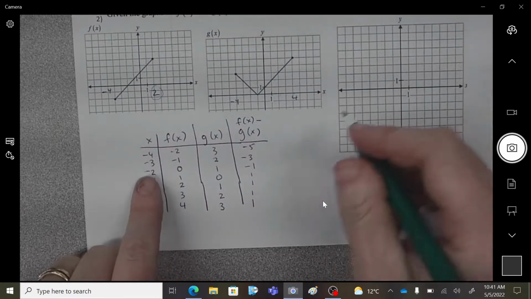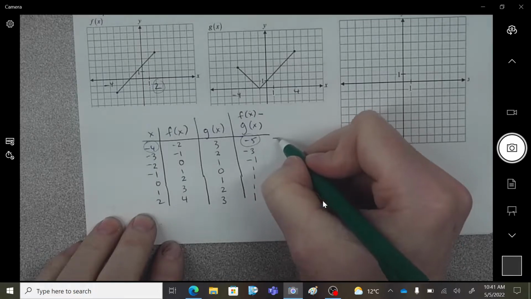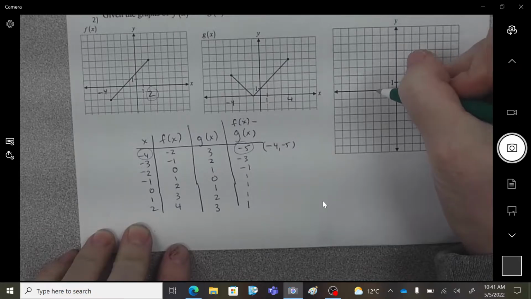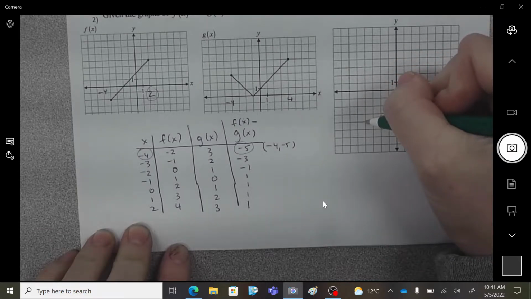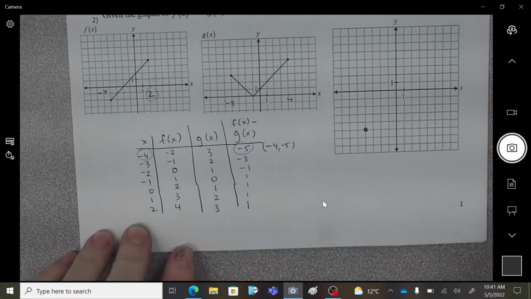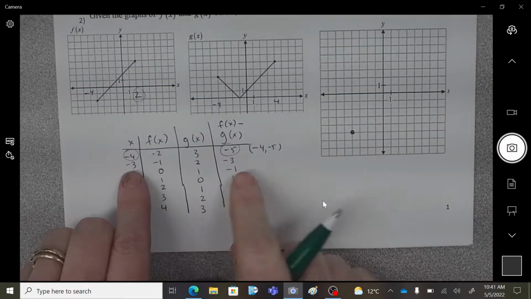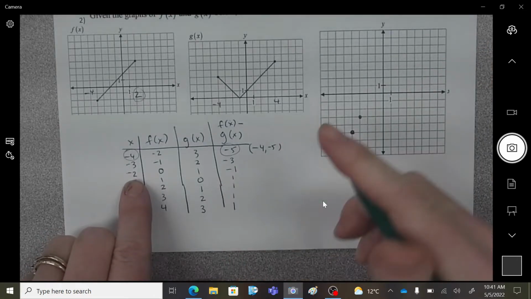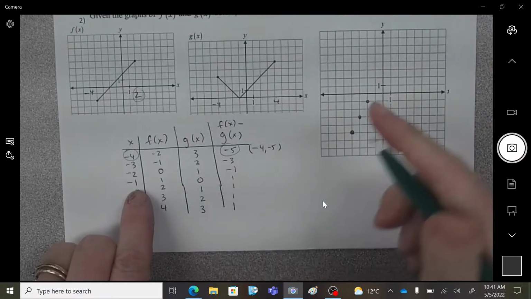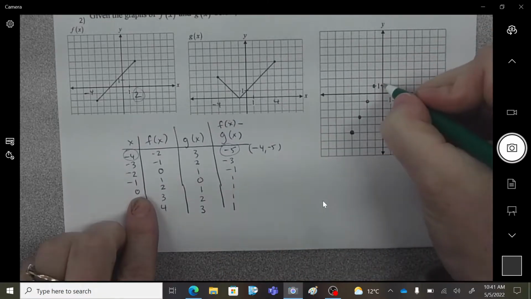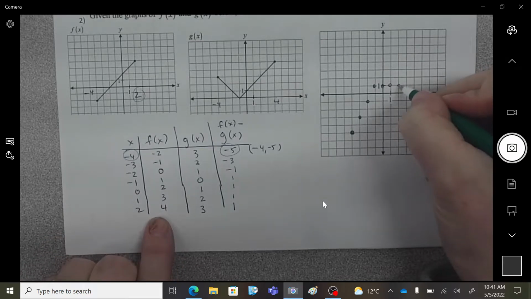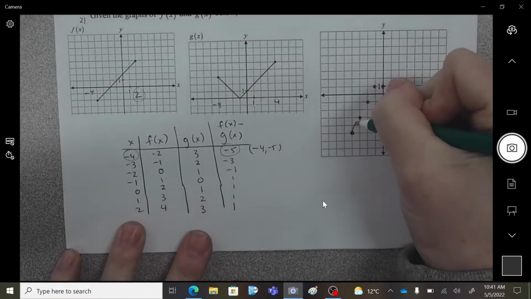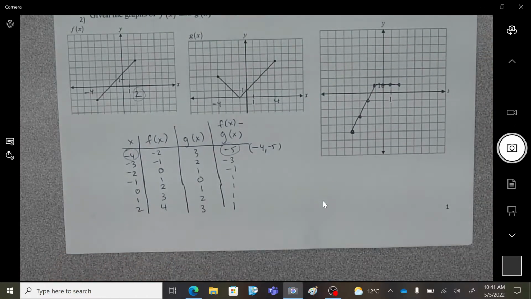Okay, so I'm going to graph these coordinates. So for instance, that coordinate is -4, -5. And I'm going to continue in that pattern. So 1, 2. There's the first point, and then -3, -3, -2, -1, -1, 1, 0, 1, 1, 1, and I have to stop my domain at 2. And there's the graph.